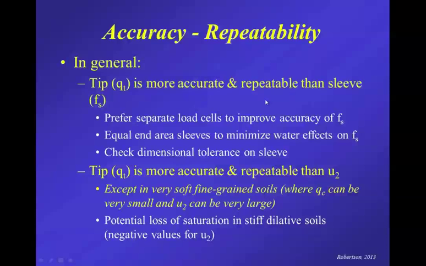And so tip is more accurate than the sleeve, and tip is usually more accurate than pore pressure, except of course in very soft fine-grained soils. And so if you've got soft fine-grained soils where the water table is close to the ground surface, so you get large excess pore pressures, the tip resistance can be very small, but the excess pore pressures can be very large. So in that particular case, the pore pressures can actually be more accurate than the tip resistance. But in general, the tip is more accurate and more repeatable than pore pressure. And that's because of potential loss of saturation in stiff dilative soils where the pore pressures can go negative and cause temporary loss of saturation and therefore loss of accuracy.